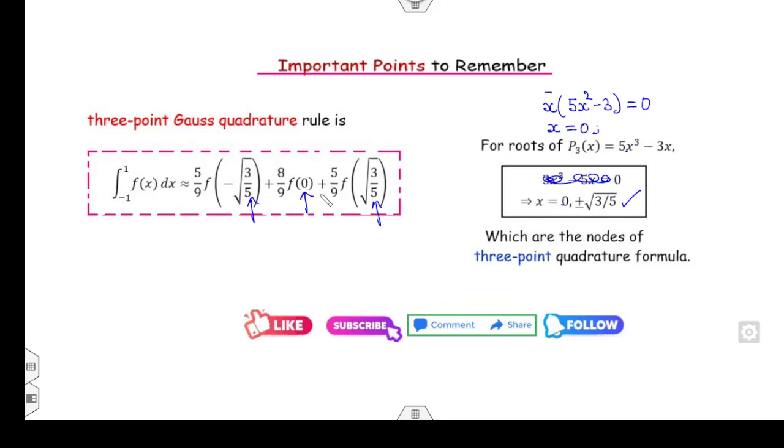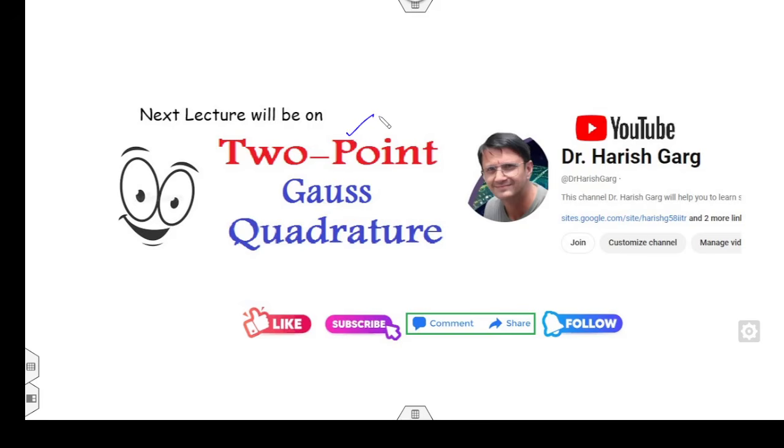So this is the overview of the Gauss-Legendre quadrature formula. I will tell you in detail about the 2-point Gauss quadrature formula in our next lecture onwards, and the various numerical examples as well.